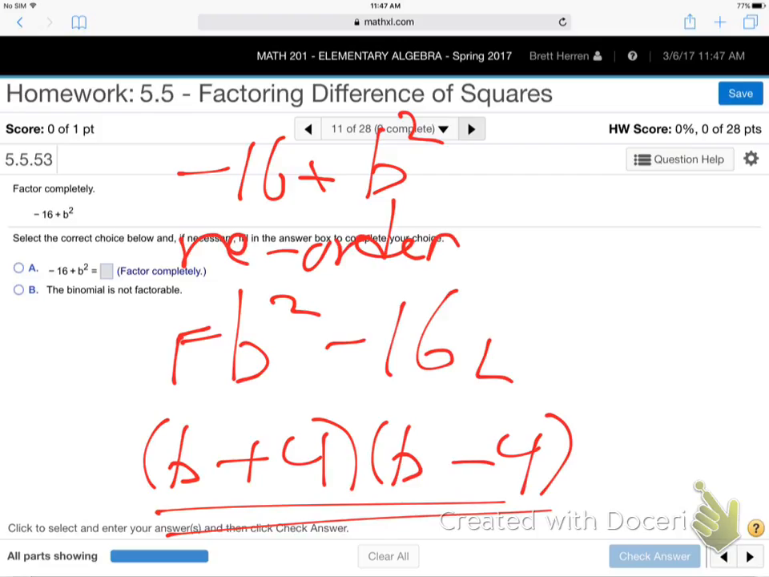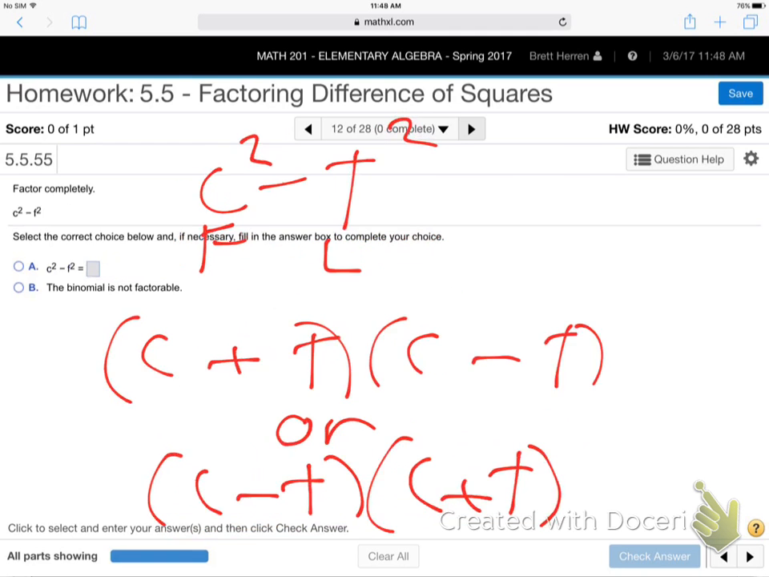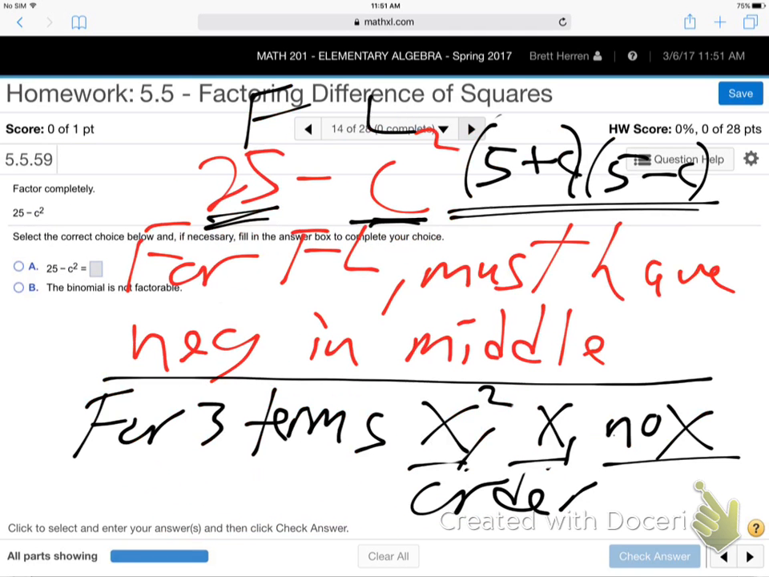Good? So FL, negative in the middle, but for 3 termers, x squared, x, no x. We care about the power levels, right? Everybody seeing those differences? They each have their particulars. So for FLs, for 2 termers, let me go back to the instructions here. There we go. For FLs, for 2 termers, you must have negative in the middle. For 3 termers, you must have x squared, x, no x. So put that on your 3x5 card. It'll serve you well.